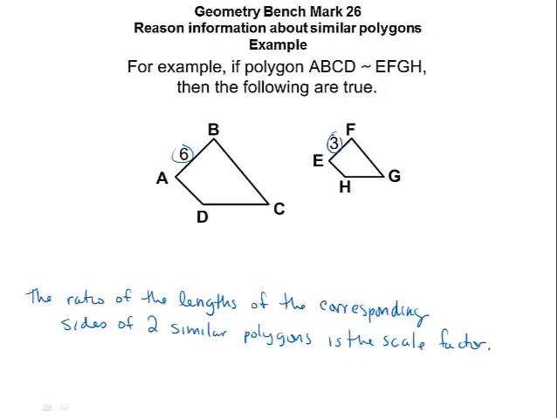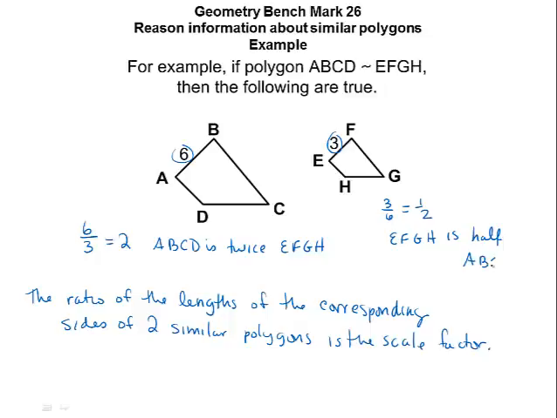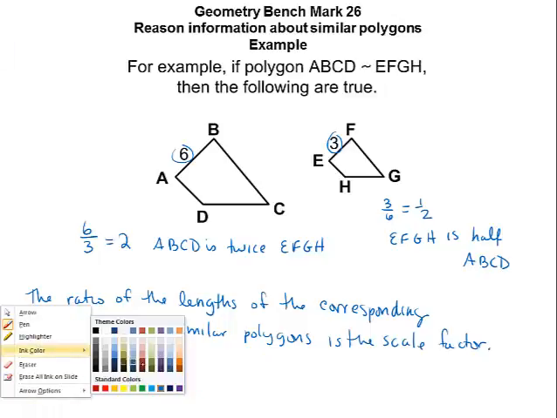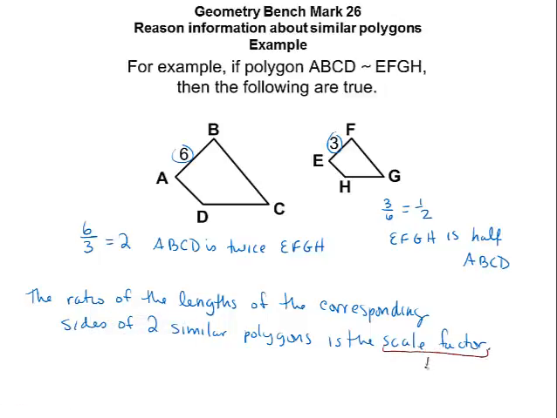Again, I had the 6 over 3. So 6 over 3 is 2. And if I write it this way, I can say ABCD is twice EFGH. Or if I flip it the other way, 3 over 6 is 1/2. And then I can say EFGH is half ABCD. And the scale factor is just the multiple between the two polygons.